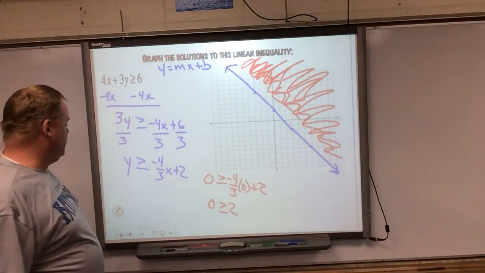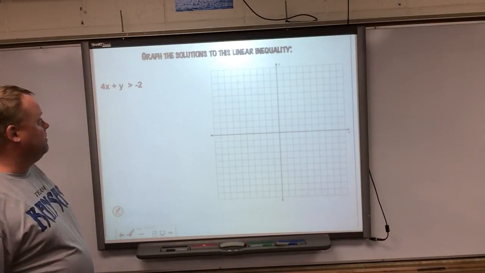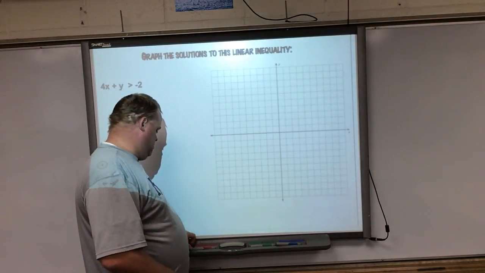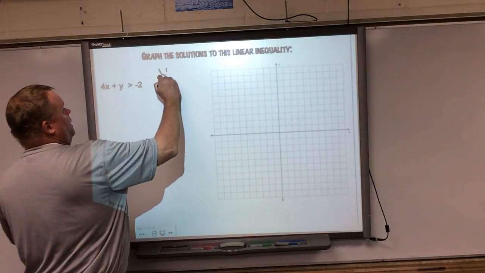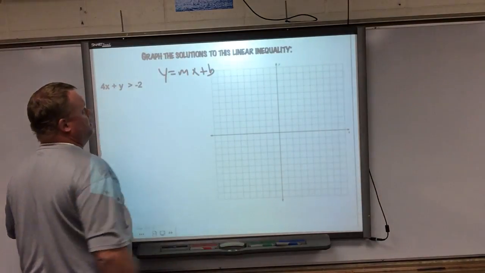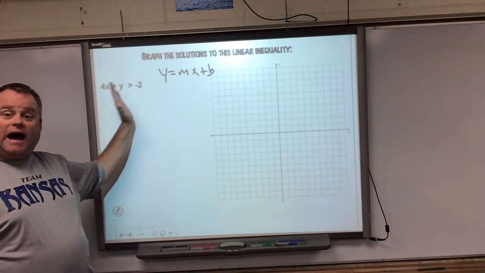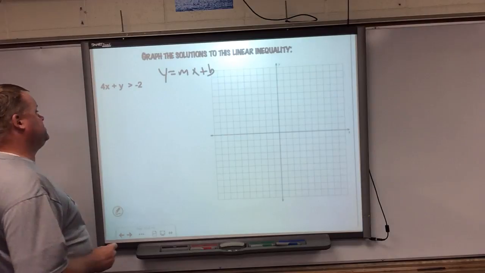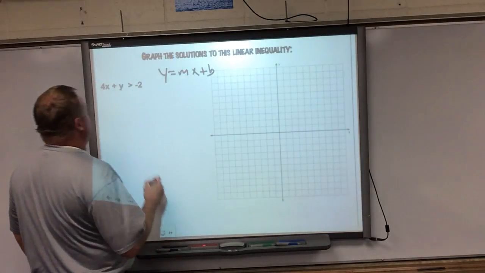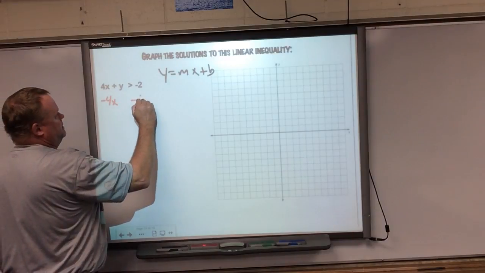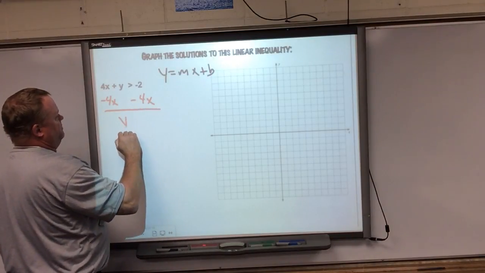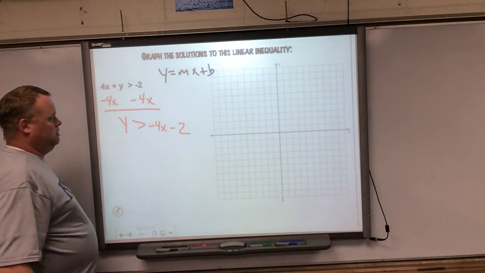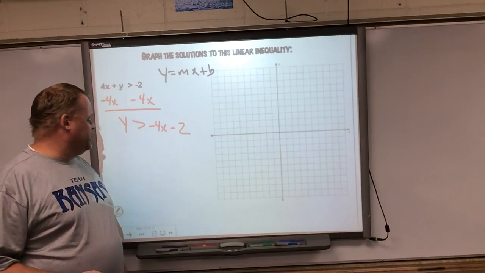All right. I think our last one coming up. Yep. This is going to be our last one. 4x plus y greater than or equal to 2. I want it in y equals mx plus b form to be able to graph it. So I need to move it out of standard form and into slope-intercept form. I'm going to subtract 4x, giving me y greater than negative 4x minus 2.